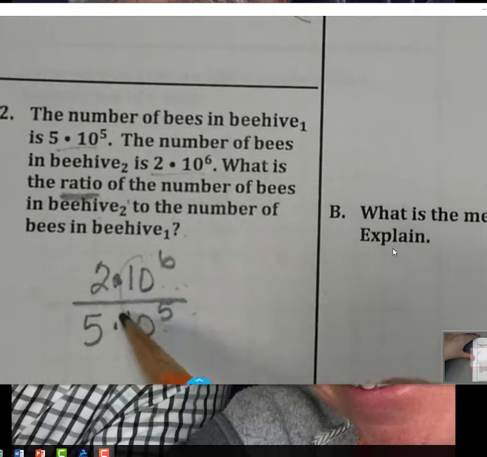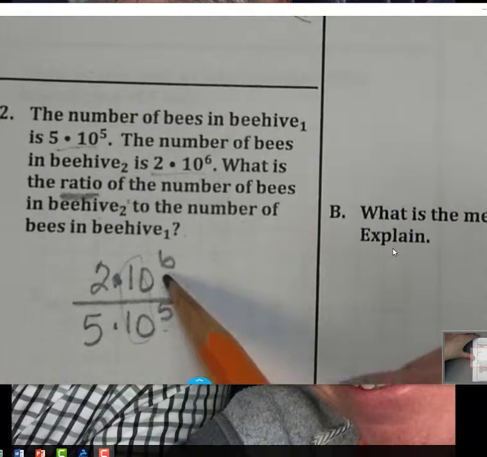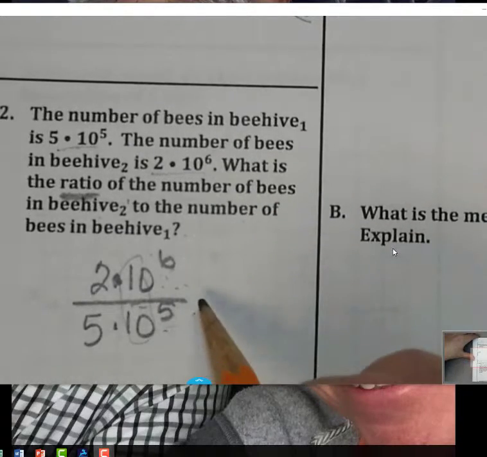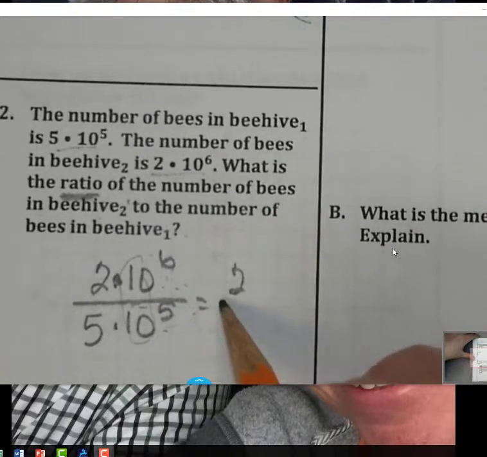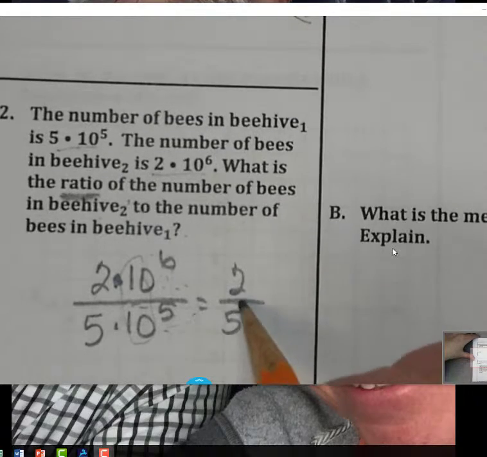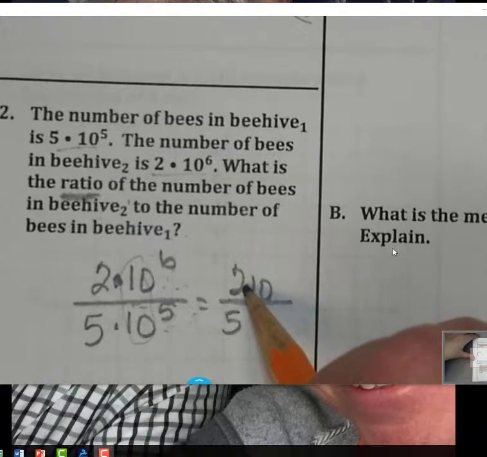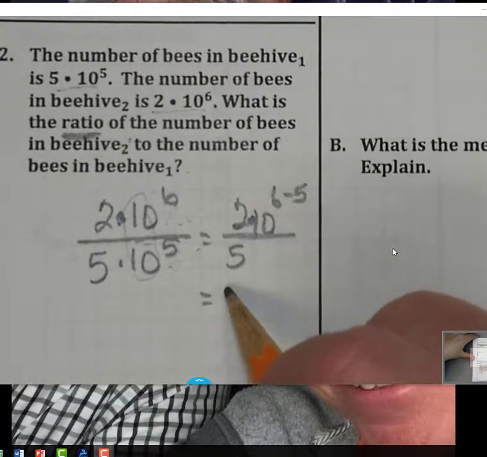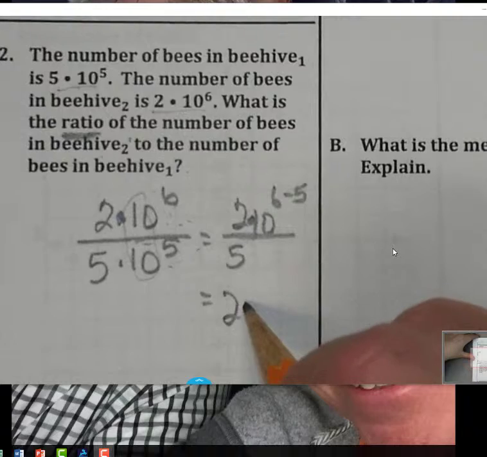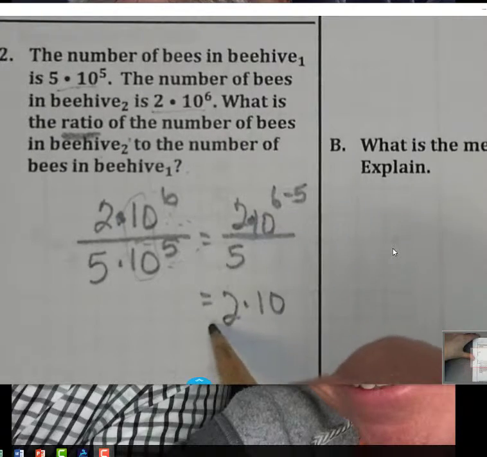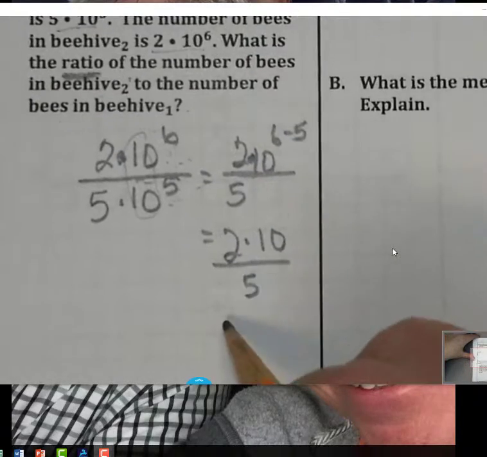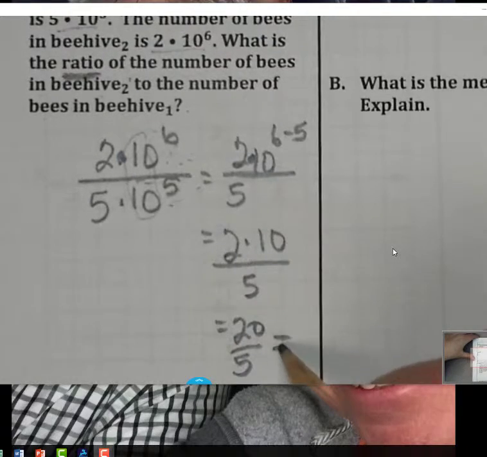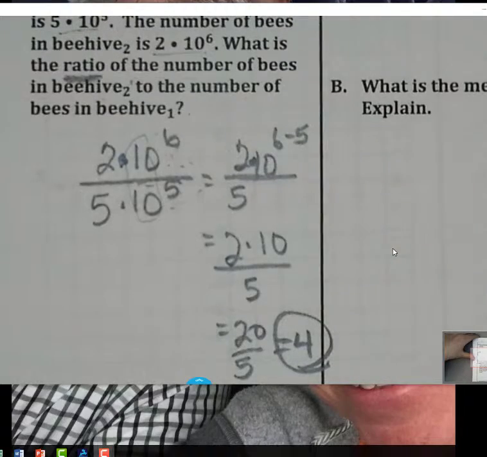Well, here I have the same base, and they are being divided, so I subtract the exponents. So that's going to give me 2 over 5, times 10 to the 6 minus 5. So that is going to be equal to 2 times 10 to the first, which is just 10 over 5, which is going to be 20 over 5, or just 4. And so the answer is 4.